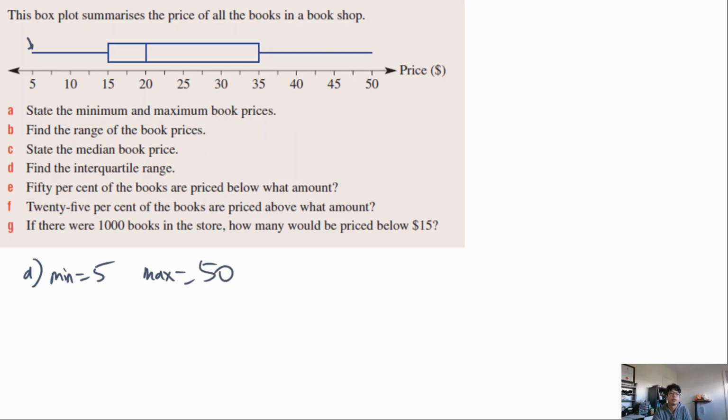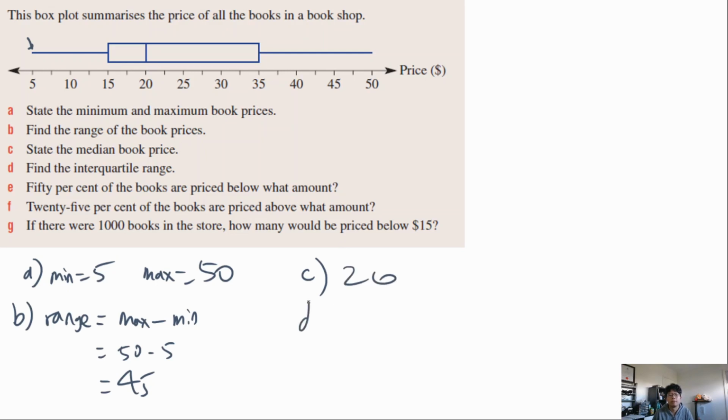The next question says find the range of the book prices. If you remember, the range is the maximum minus the minimum, and the maximum here was 50, the minimum here is 5, so that means the range is 45. Let's have a go at the next one. C, state the median book price. Remember, the median was just the line in the box, so that means the median was 20.